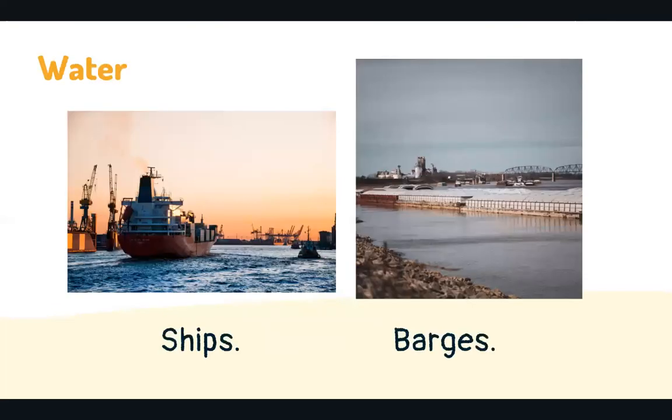And last but certainly not least, water transportation. Water transportation can be done using ships, like the picture on the left that's heading out across the ocean, or on barges, like the picture on the right, which are floating platforms that are loaded with crops like corn, for example, and floated down rivers.